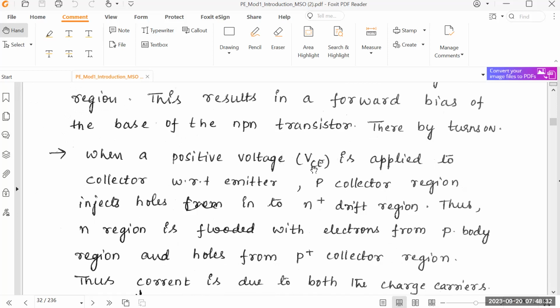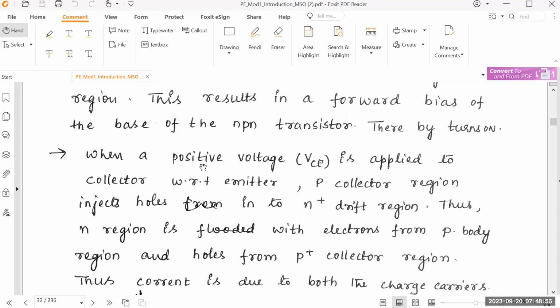This VCE is a voltage which is present between the collector and emitter. When the positive voltage VCE is applied to the collector with respect to the emitter, the collector region is P type. Why? Because, as I told you in the diagram, beneath that collector we have a P region.